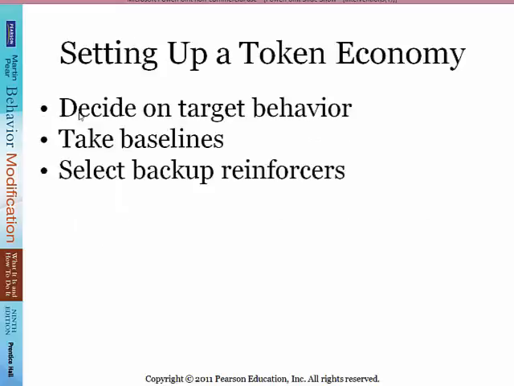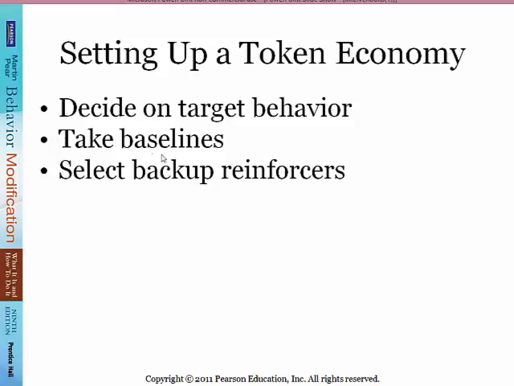All right, so how are we going to actually go about setting up a token economy? Well, the first thing we have to do is decide on a target behavior, or the behavior that we want to change. Now, with the target behavior, you don't want to choose too many behaviors at once. At the very beginning, maybe you want to choose one or two, maybe three behaviors max, because it will be difficult to keep up with every single time they do a behavior if you have several different behaviors. So choose the target behavior that's most important to you.